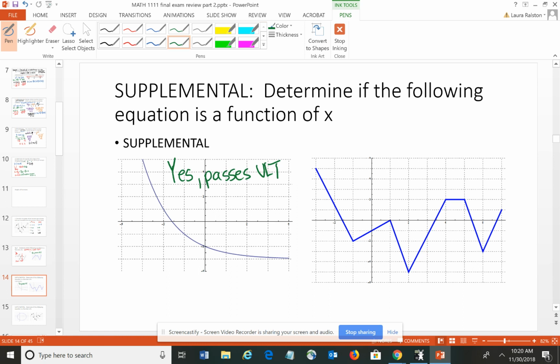With the graph on the right, again, thinking about those vertical lines, it doesn't appear that a vertical line would cross it more than one time at any given point. So again, we can say yes, that it passes the vertical line test.